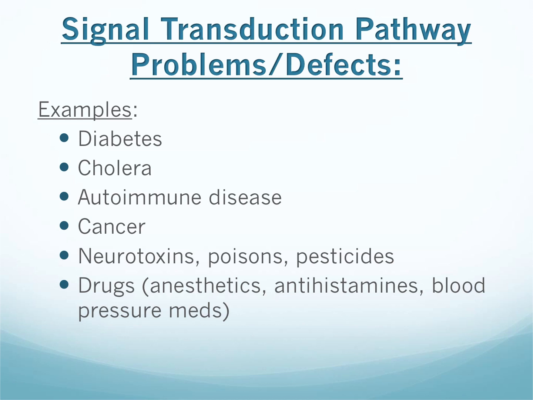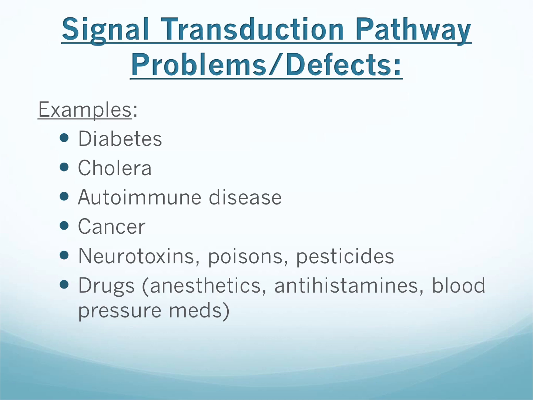Any autoimmune disease usually has to do with the signal transduction pathway because autoimmune means your body's not recognizing self and it's attacking its own cells. Cancer is quite simply just uncontrolled cell growth. So either the cell is not getting the signal to stop replicating or it's getting a signal to replicate when it shouldn't.